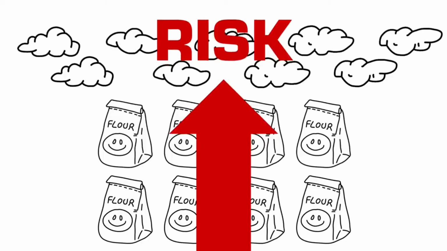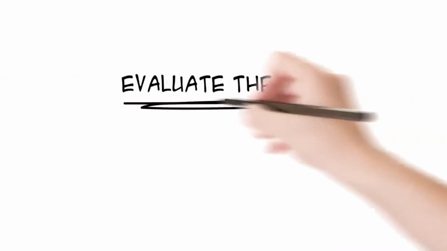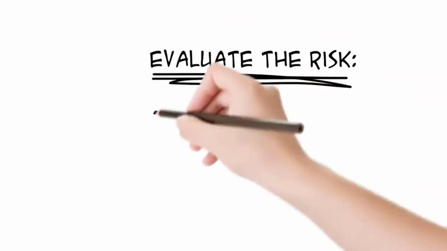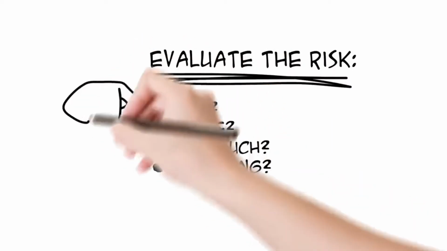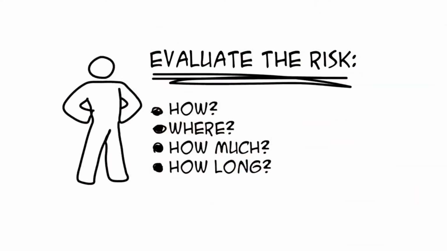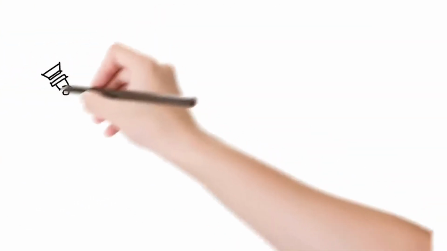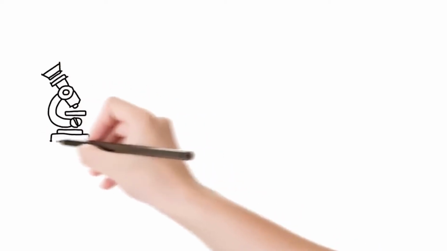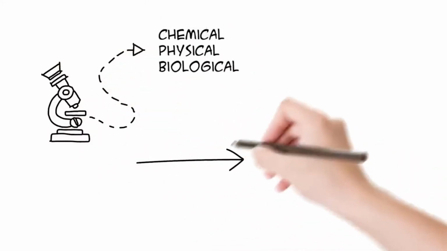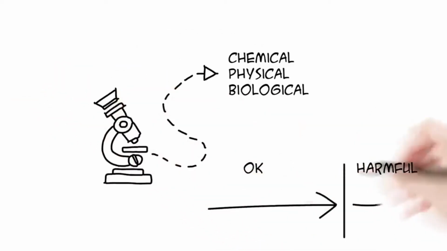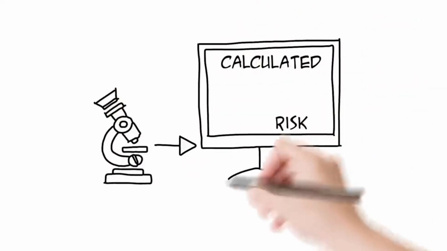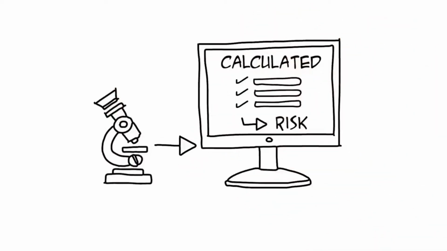Risk is always a probability, influenced by the level of exposure. To evaluate the risk, we have to take many factors into consideration. How, where, how much, and how long one can be exposed to the hazard are all things to be taken into account. Toxicological research can map the potentially harmful properties of a product, be it chemical, physical, or biological, and it can also set a limit under which exposure will have no effect. Based on this research, a risk can be calculated based on frequency, conditions, and length of exposure.